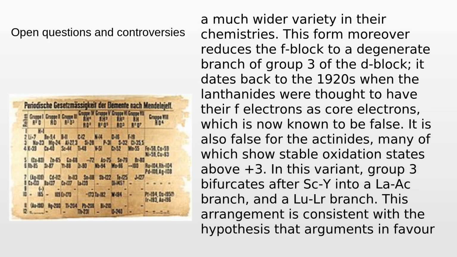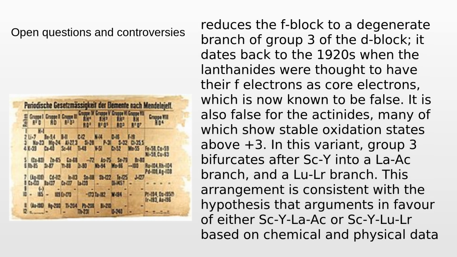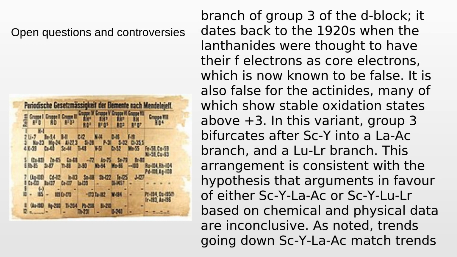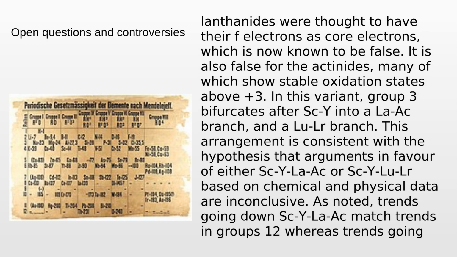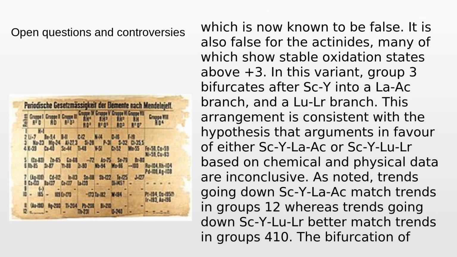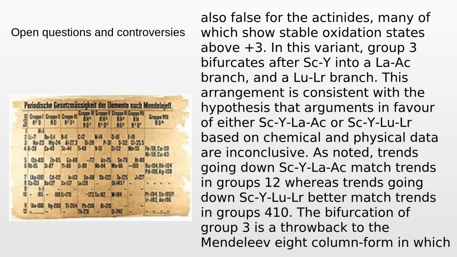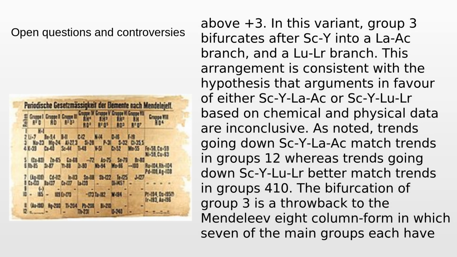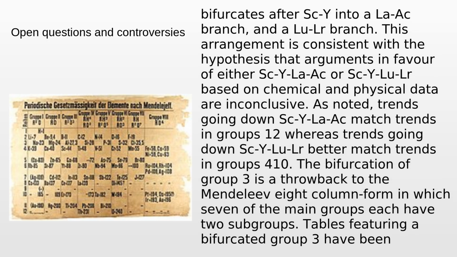This form moreover reduces the F block to a degenerate branch of group 3 of the D block. It dates back to the 1920s when the lanthanides were thought to have their F electrons as core electrons, which is now known to be false. It is also false for the actinides, many of which show stable oxidation states above +3. In this variant, group 3 bifurcates after Sc-Y into a Lu-Ac branch and a Lu-Lr branch.